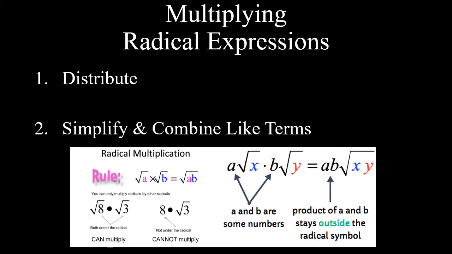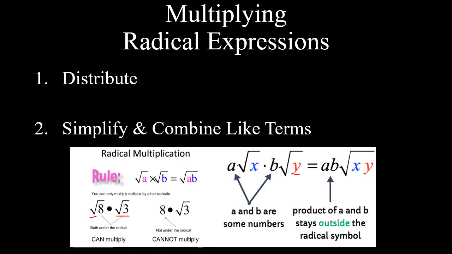So for example, the square root of 8 and the square root of 3. We can multiply that 8 and 3 together, and it would be the square root of 24. So anything under the radical, you can multiply together with something else under the radical. Just like over here, right? We had the square root of x, square root of y. You can multiply those together and it would be the square root of xy.